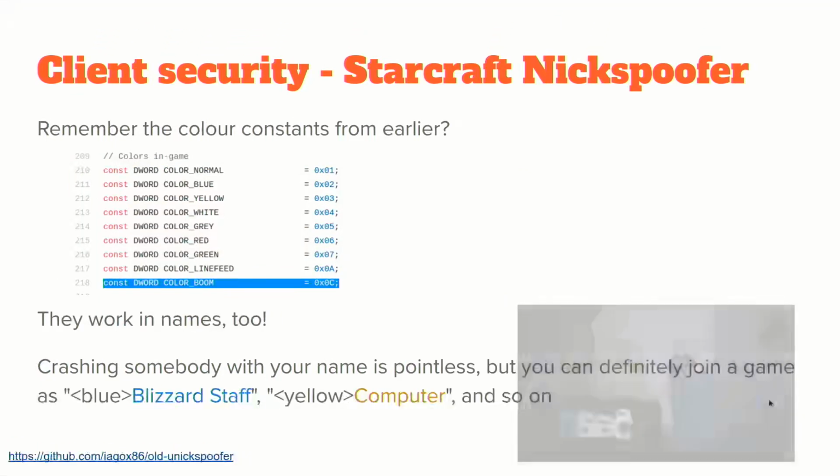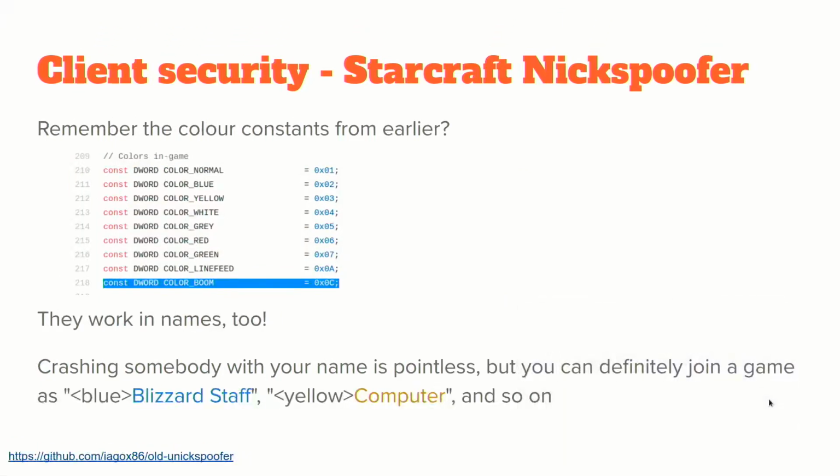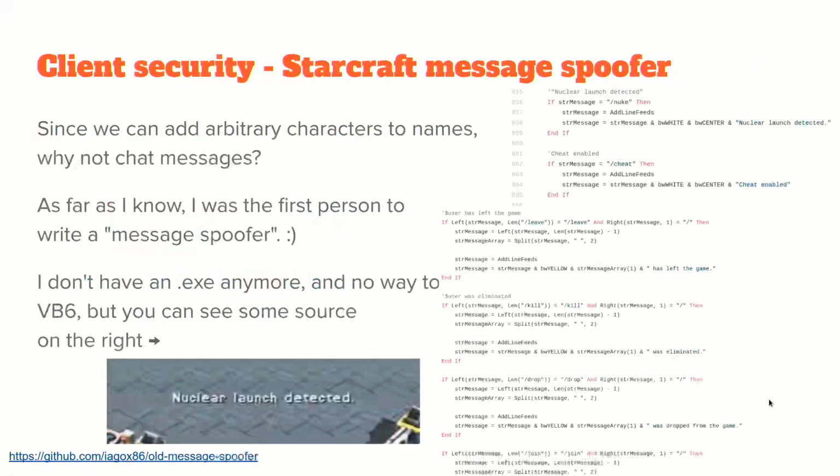So as I mentioned, low ASCII characters are color codes. You could set your username to a certain control character, so when you join a game, everyone's clients crash. That's hilarious, but it doesn't really do much. What's more interesting is to make your name, for example, blue, Blizzard staff, or yellow, computer, and suddenly you're doing really weird things that nobody would ever expect. And you can really mess with people.